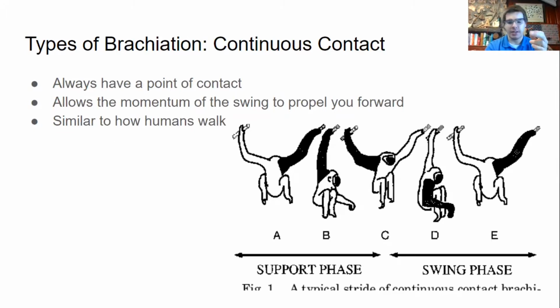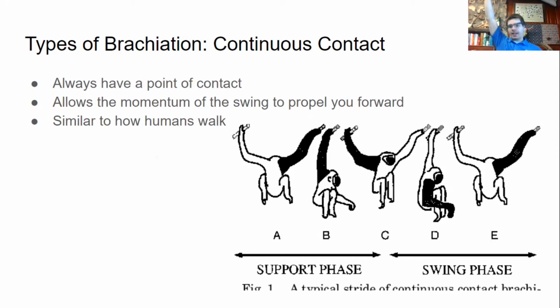So there are two big types of brachiation. There's continuous contact and there's ricochetal. Let's talk about continuous contact first, because it's probably the one that you used whenever you climbed on monkey bars. There's always a point of contact with continuous contact, as the name suggests.